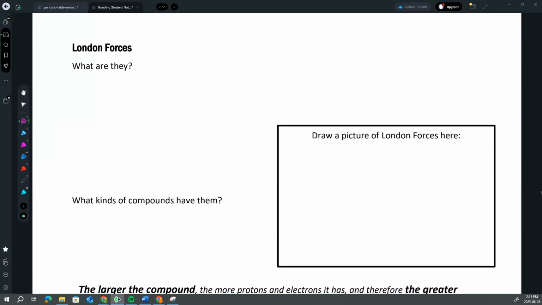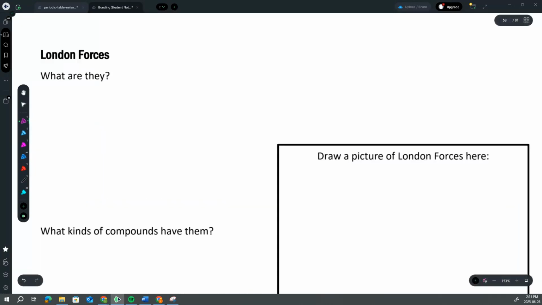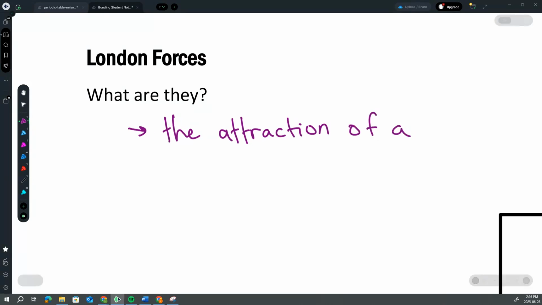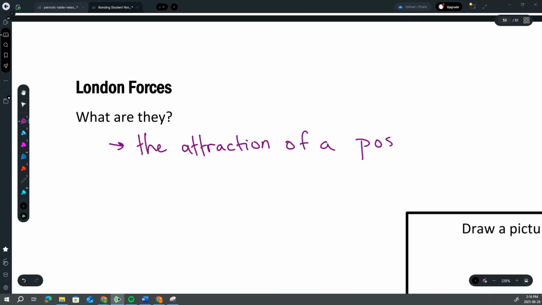So London forces, what exactly are they? London forces are just the attraction between a positive nucleus to the negative electrons of a neighboring molecule. So keep in mind that nuclei are positive just because that's where the protons are housed, and protons have positive charges to them.